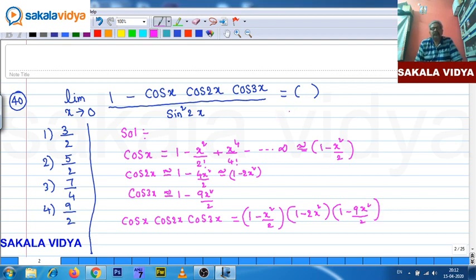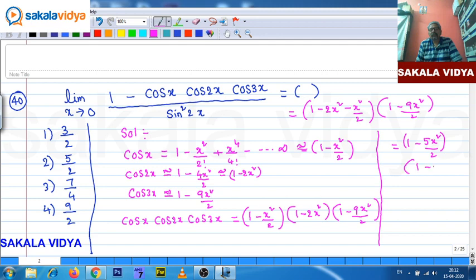So, now this can be written as 1 minus 2x square, so minus x square by 2, and next x square by 2 into 2x square is x to the power of 4, you neglect it, into 1 minus 9x square by 2. So, this can be written as 1 minus 5x square by 2 minus 2x square and minus x square by 2, into 1 minus 9x square by 2, equals 1 minus 9x square by 2 and minus 5x square by 2. This will be 1 minus 9 plus 5 is 14x square by 2, that is 7x square, approximately equal to.